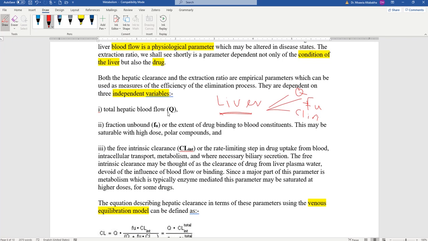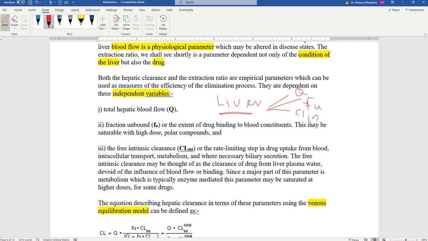What is Q? As I said, it's the blood flow. Fu is the unbound drug. You know the drug usually will bind to, depending on whether it's weak acidic or weak basic, albumin or globulins.